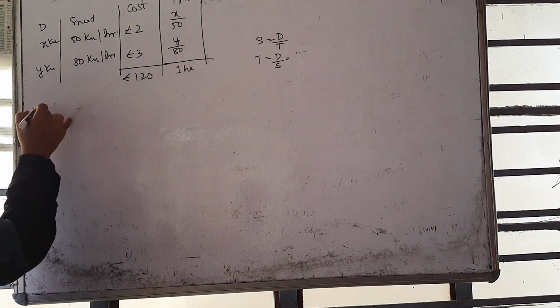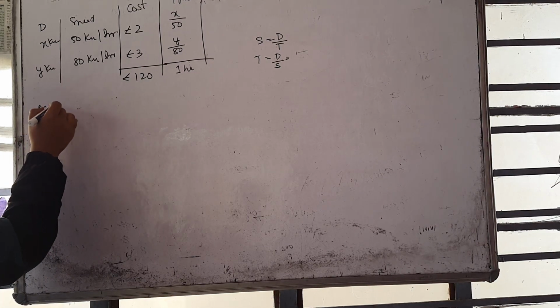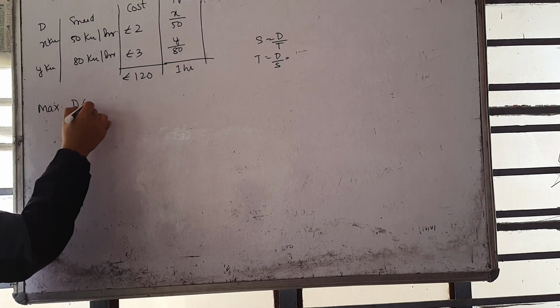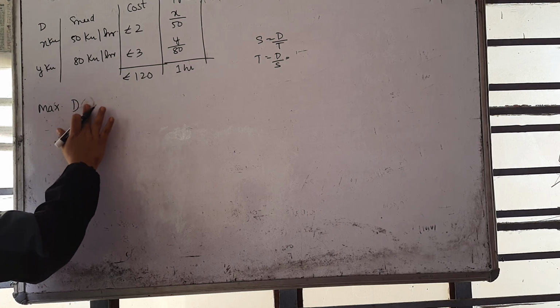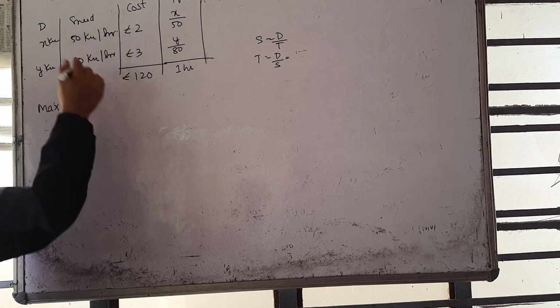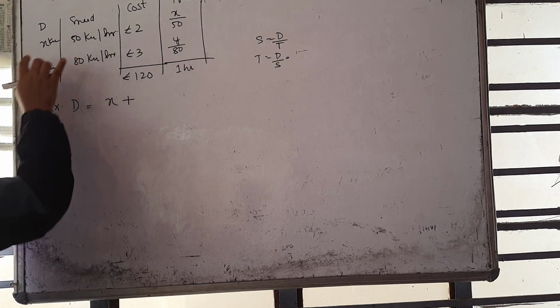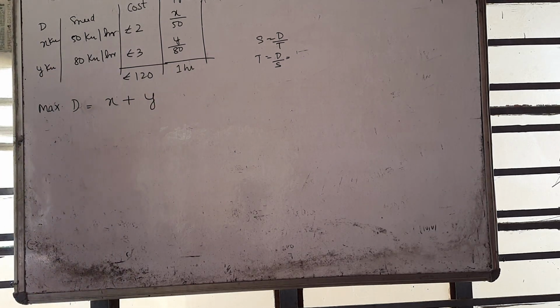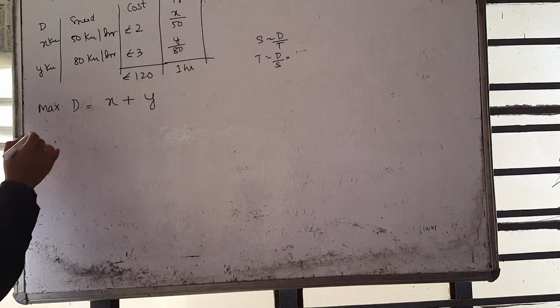Okay, what am I supposed to maximize, guys? Maximize the distance. Initially we cover a distance of x kilometers. In the second phase we cover a distance of y kilometers. So the distance is x plus y. Is it clear?